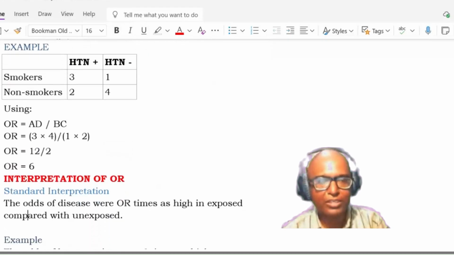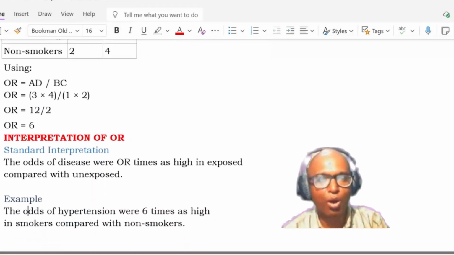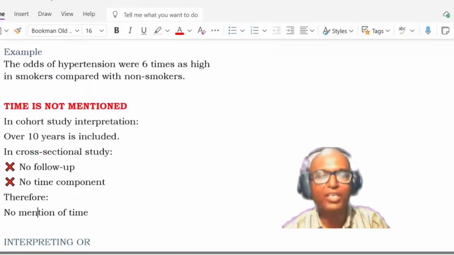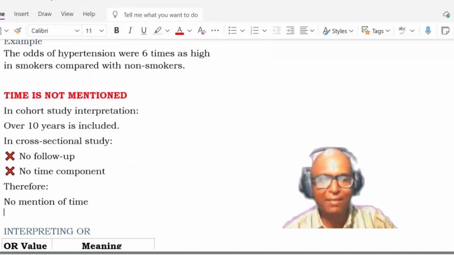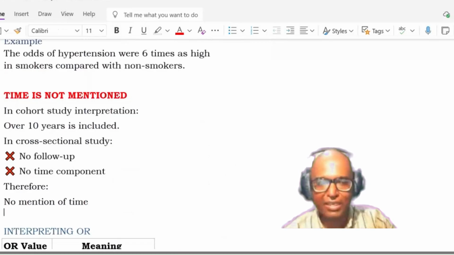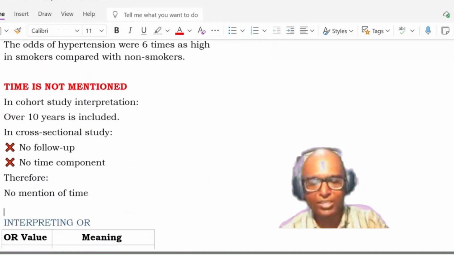So what is the interpretation of the odds ratio? The odds of the disease were odds ratio times as high in the exposed compared with the unexposed. So we will say the odds of hypertension were 6 times as high in smokers compared with the non-smokers. Here time is not measured, it is a snapshot. In a cohort study, you follow them over a period of time, so you get the time in the denominator. So in a cohort study interpretation, over 10 years is included. In a cross-sectional study, there is no follow-up, no time component, therefore no mention of time.